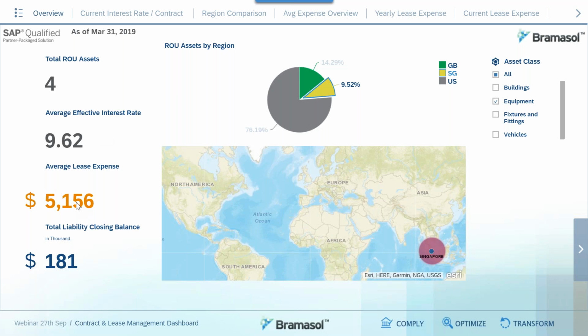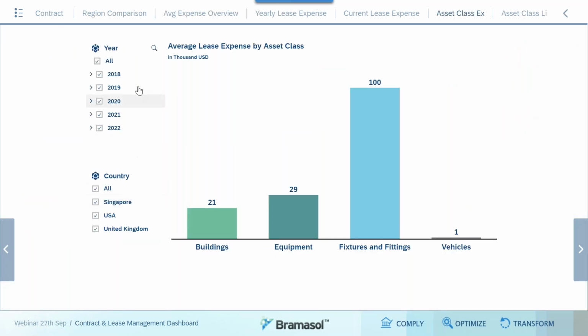Also, I'm going to jump out from the average lease expense to a different dashboard that is now showing, again for all countries and multiple years, the average lease expense for the different asset classes. Well, it doesn't make a lot of sense that fixtures and fittings would have a higher lease expense than equipment and buildings. So once again, this brings my eye to a possible error, issue, or mistake that the dashboards are going to help you with.